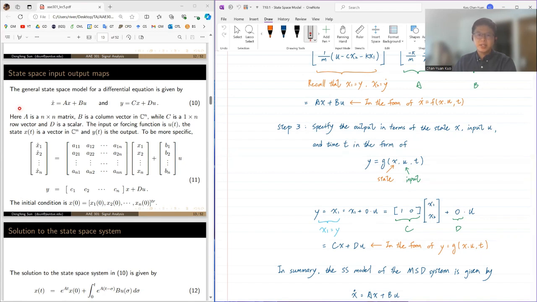Similar to the state dynamics, since this system is time invariant, we won't see the time t in the output equation. Moreover, since the system is linear, we can further rewrite the output equation in a matrix vector form as y equals Cx plus Du by defining two matrices C and D.